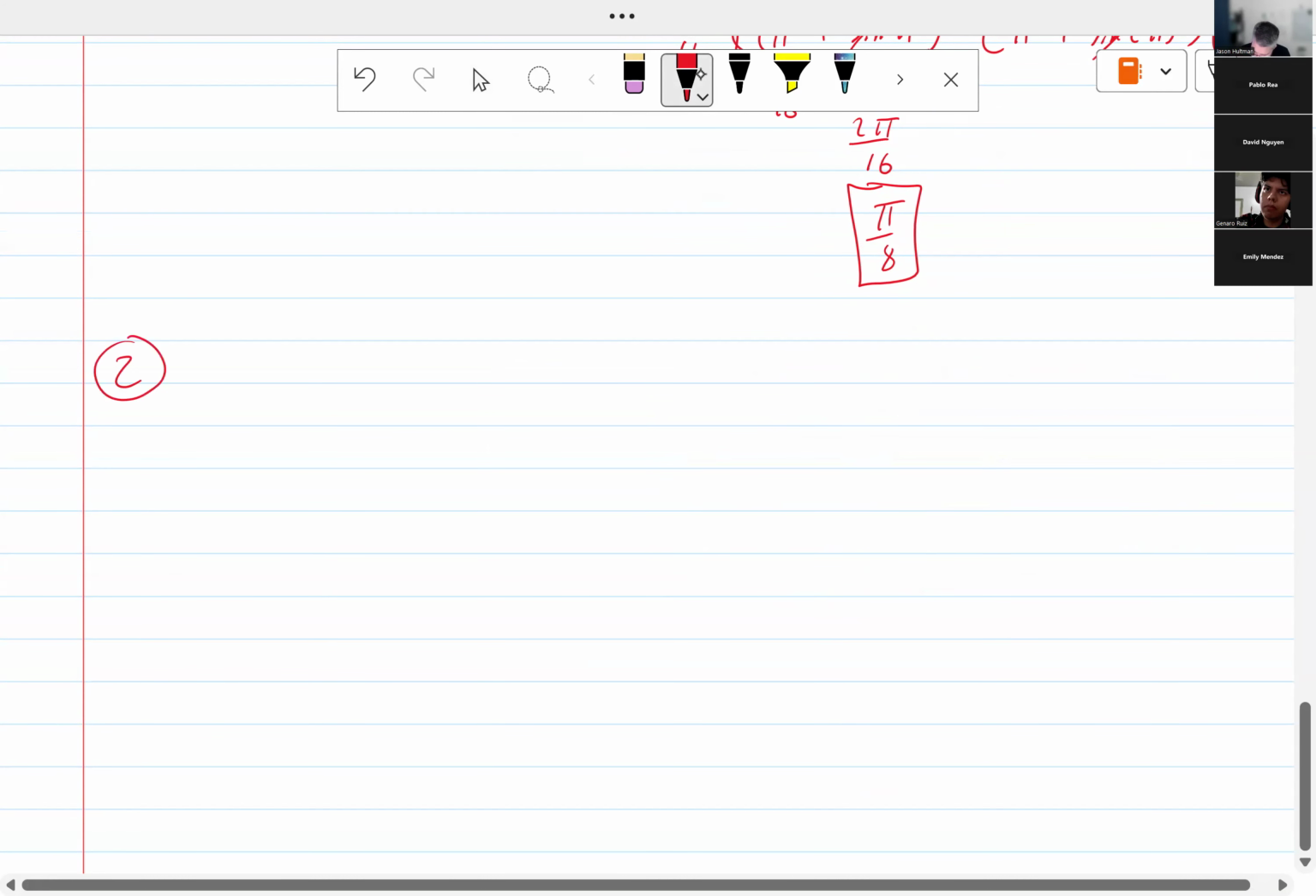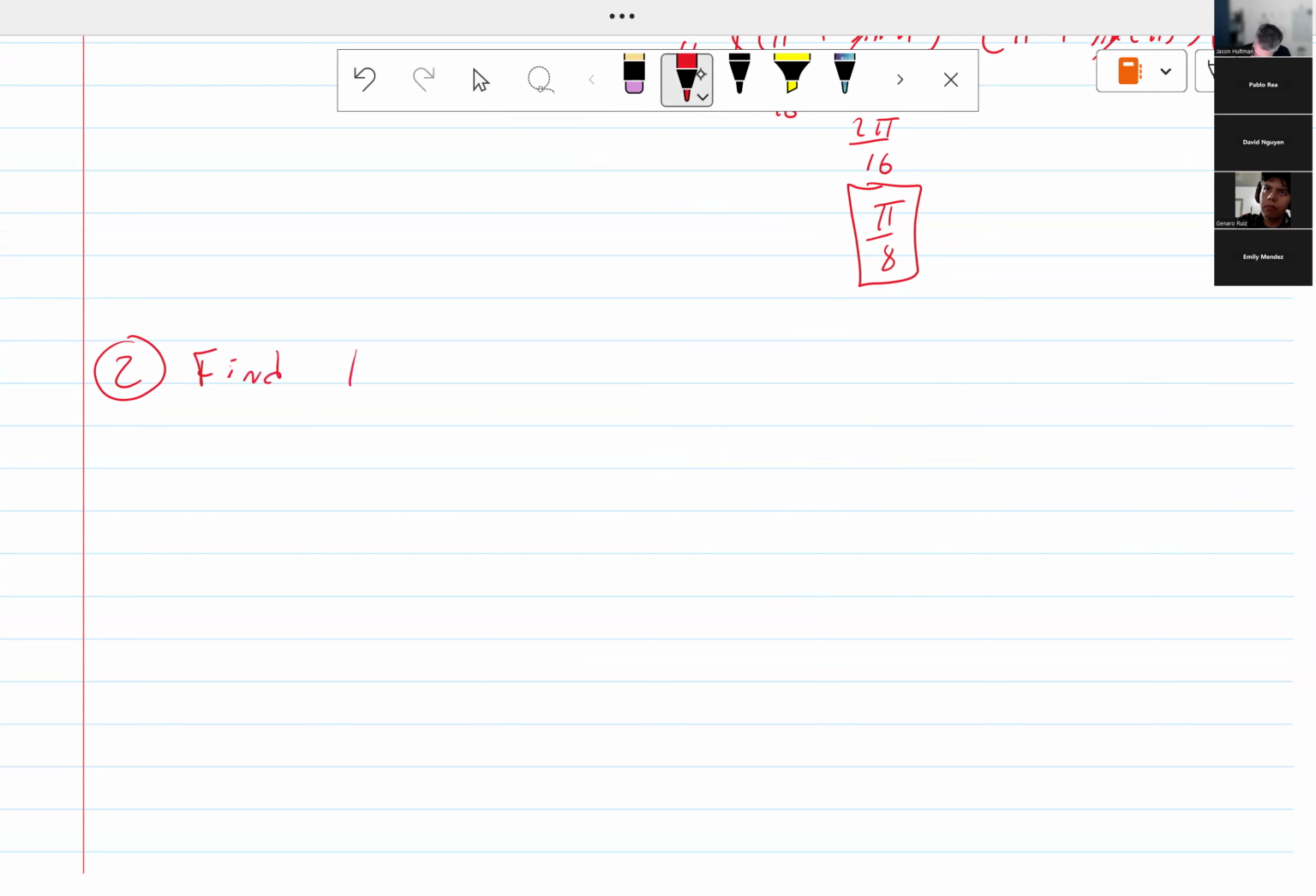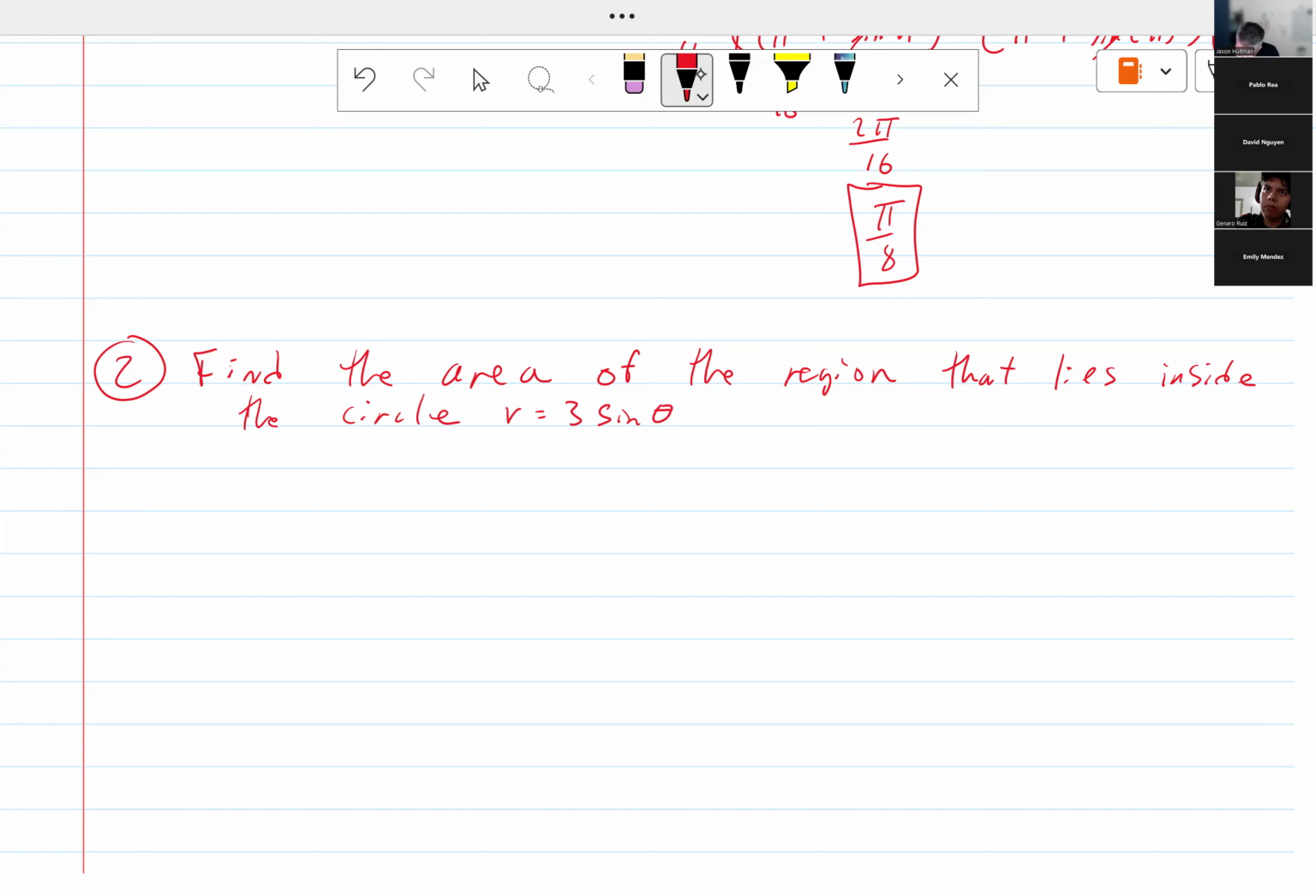Number 2 here. Find the area of the region that lies inside the circle r equals 3 sine theta and outside the cardioid r equals 1 plus sine theta.